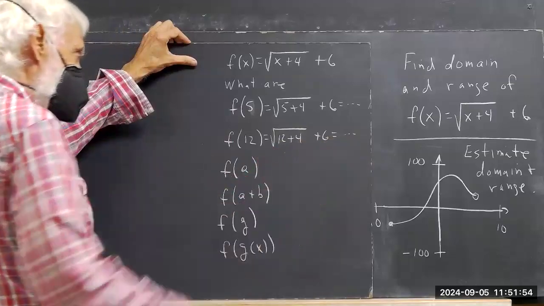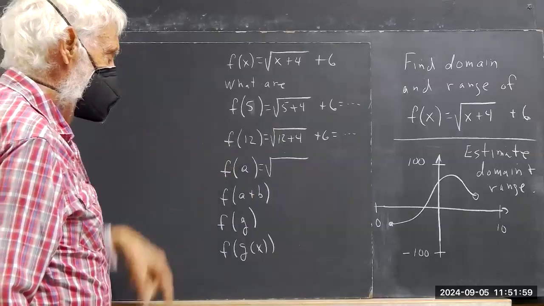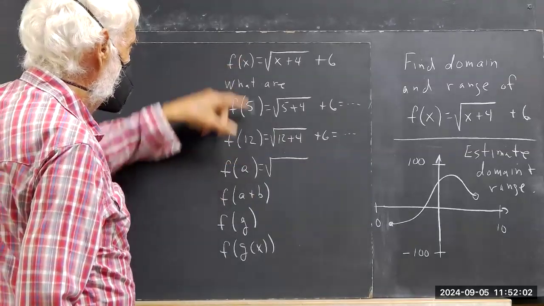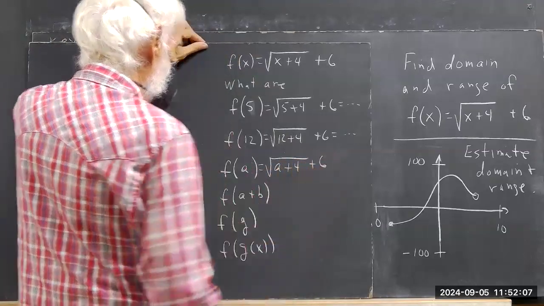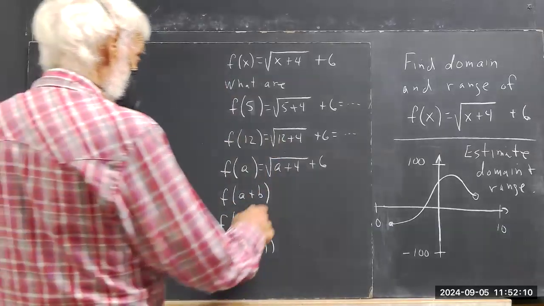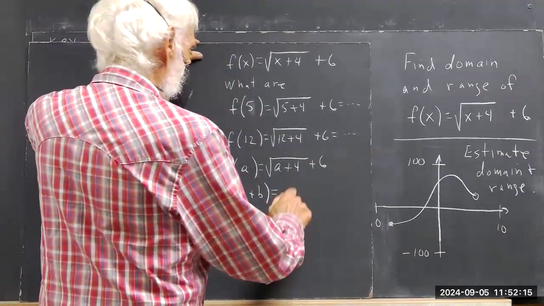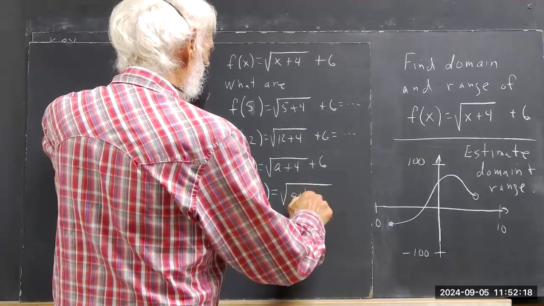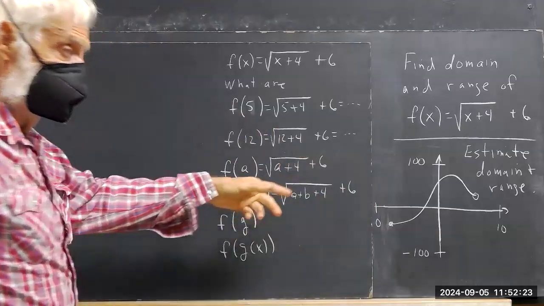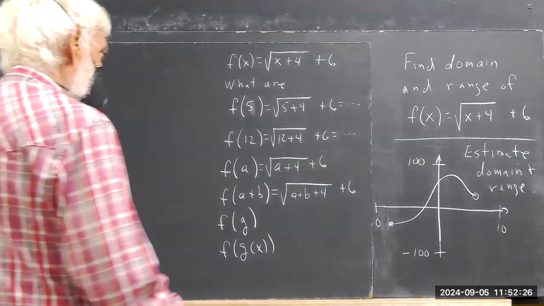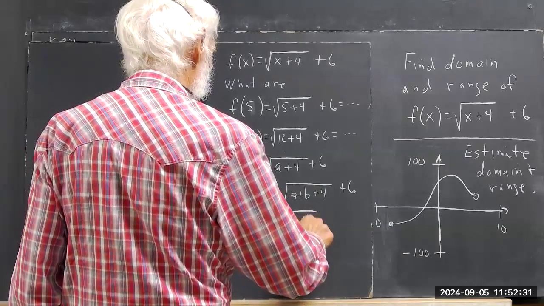Go from here, you can simplify it easily. Okay, now f of a, well, a has replaced x, so replace this by a. And you can't really simplify that. And then you got a plus b to replace x. That gives you the square root of a plus b plus 4 plus 6. You don't know what a and b are, so you can't really simplify that. And f of g would be the square root of b plus 4 plus 6.